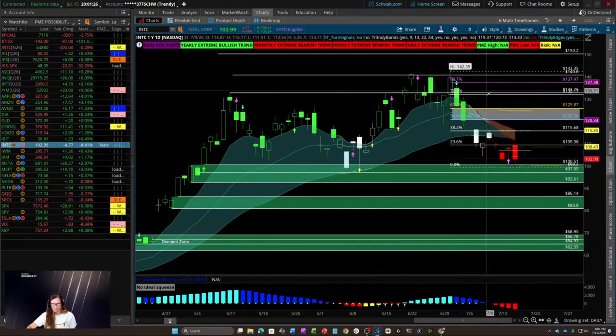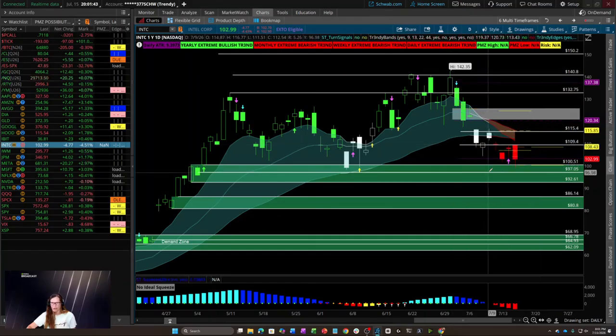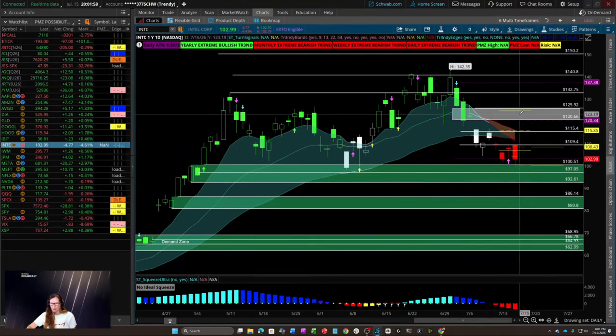Okay. Now, but I can also use the 38.2 as a target. And if you want another target on the way to this zone, use your 23.6. So a trade on Intel for a swing trade would look like this. I would go be a buyer here and trimming with a target here, and potentially looking to go short if price rallies back to here.